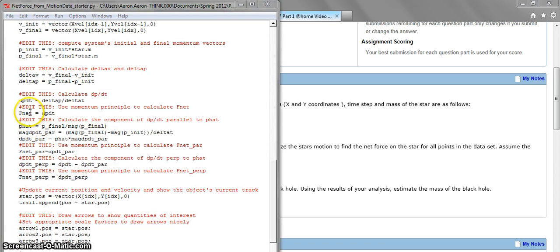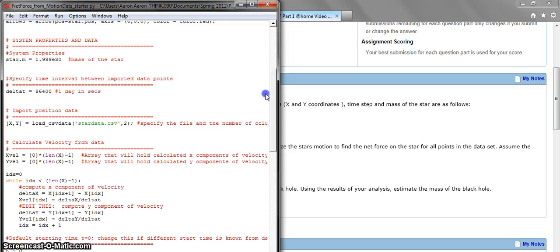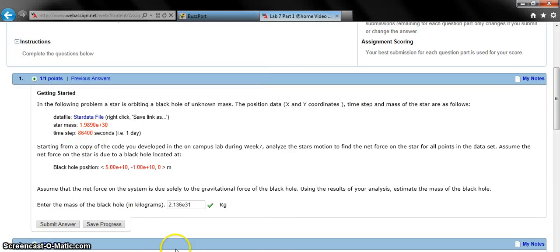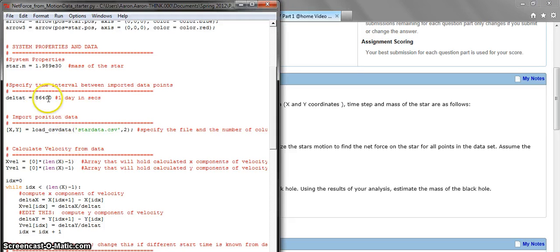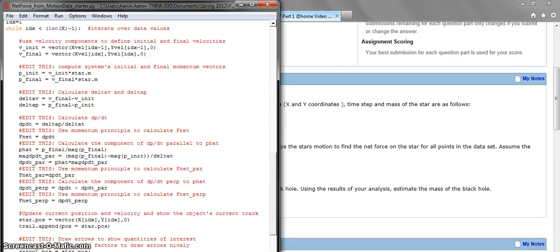From here, we were able to calculate the change of momentum over the change of time, because we were able to take the change of momentum and literally divide it by the change of time for one step, which in this case was set to 86,400 seconds, like it said over here. That's the time step we were given. So in the model, the 1 day is our time step. Since the force of gravity between the black hole and the star is the only force in this model, the net force is equal to the change of momentum over the change of time.